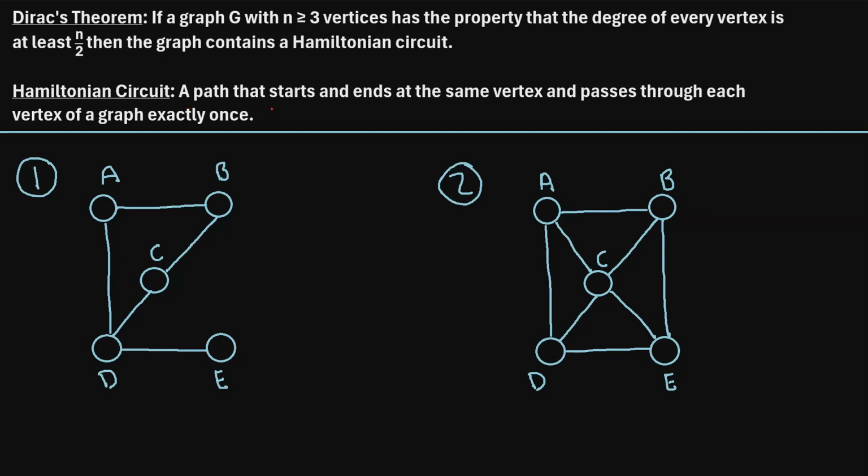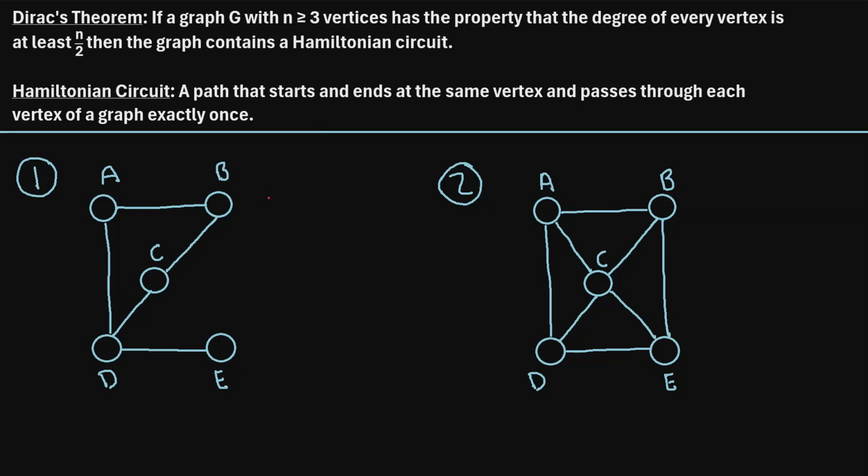Well, that's a path that starts and ends at the same vertex and passes through each vertex of a graph exactly once. So let's check out these two graphs that I've created down here, and let's use Dirac's theorem to determine if each graph has a Hamiltonian circuit or not. So let's consider this first graph here. We have 5 total vertices, which I've labeled A through E.